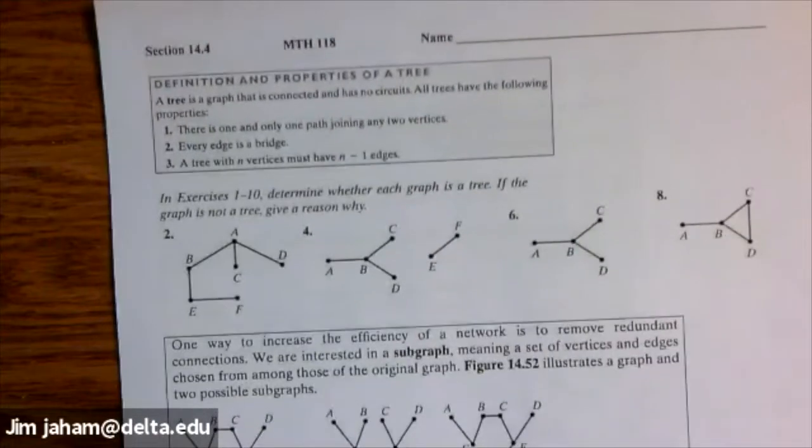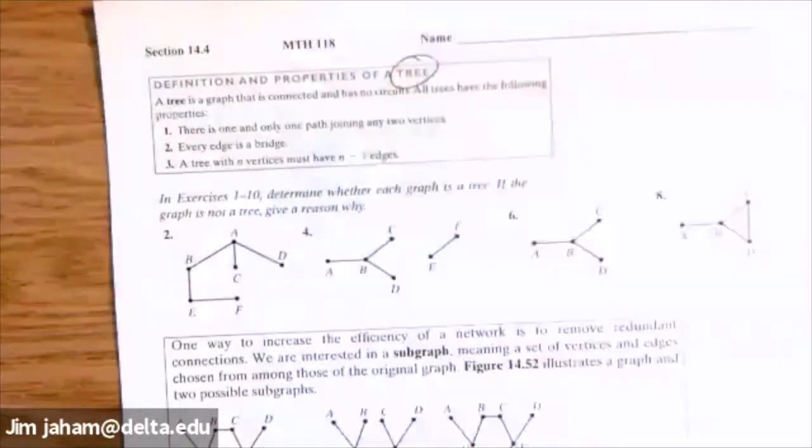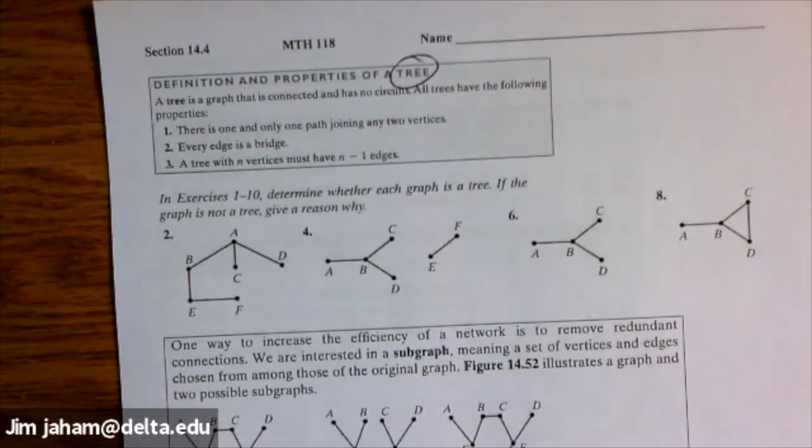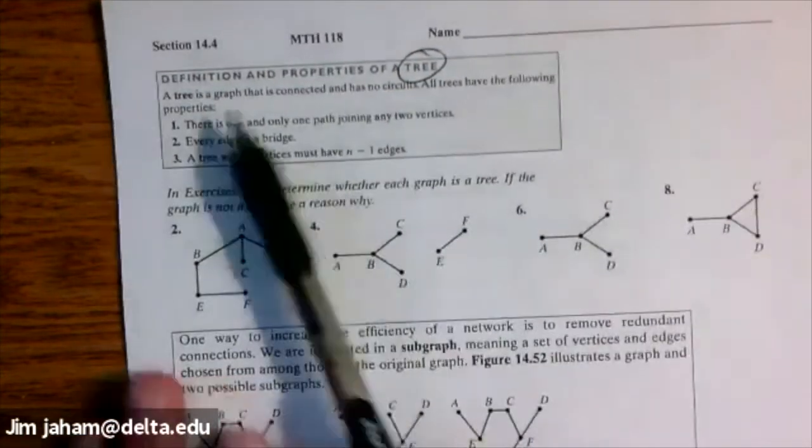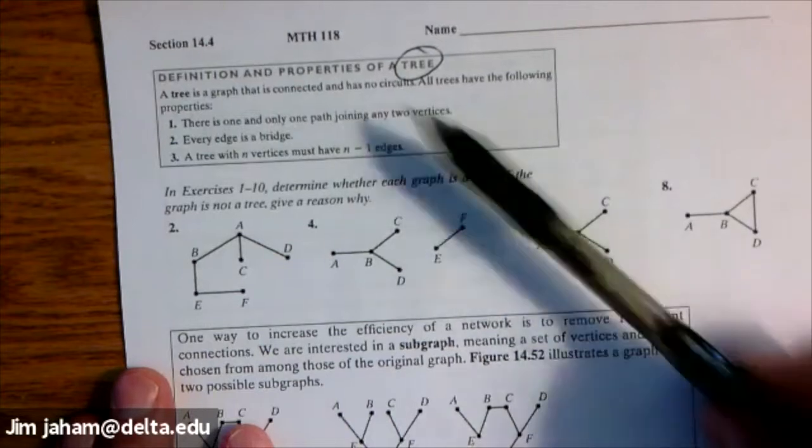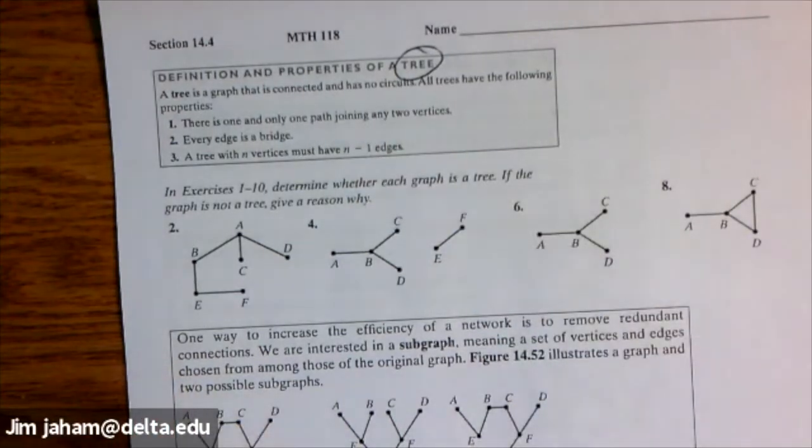The last section is a section about trees. A tree is a graph construct. And so here is a tree, and here is the definition of a tree. So let's take a look at this definition and work through some problems.